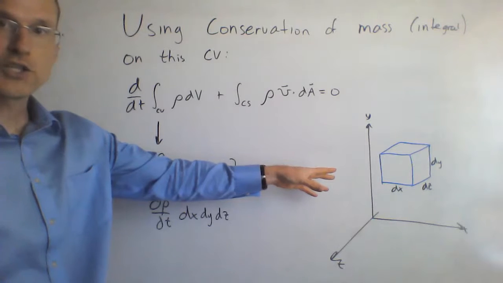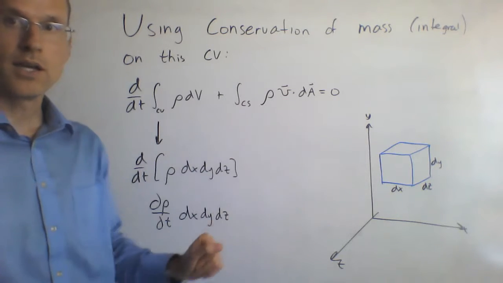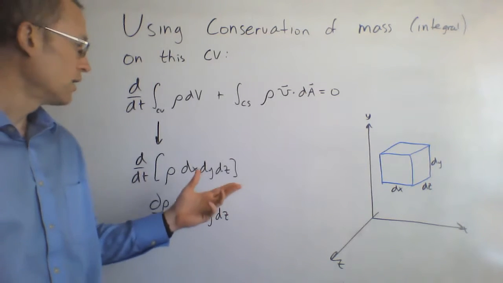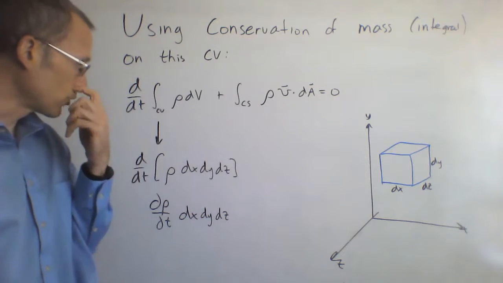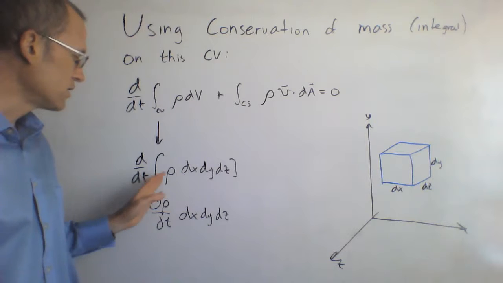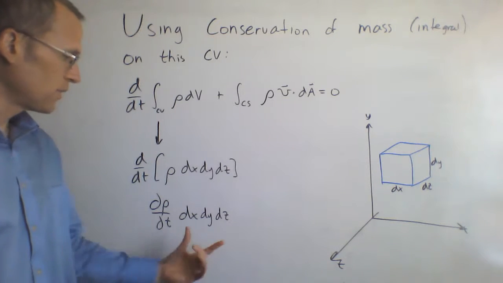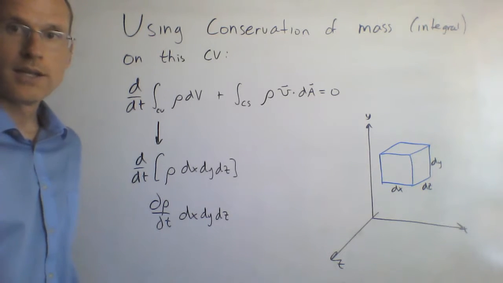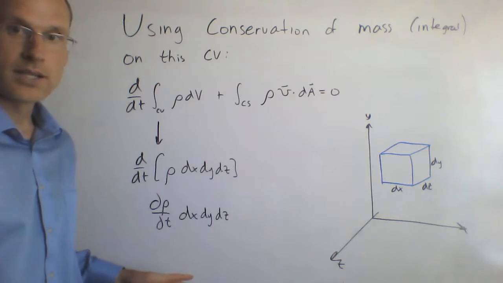My control volume is not changing. I have dx, dy, dz as my dV. None of that changes in time. The only thing that does change in time is rho. So when I do this derivative, all I have is the partial derivative of rho with respect to time times my control volume dx, dy, dz. So that's my easy one.